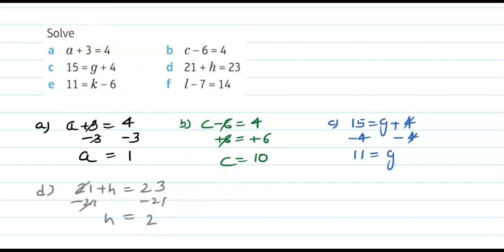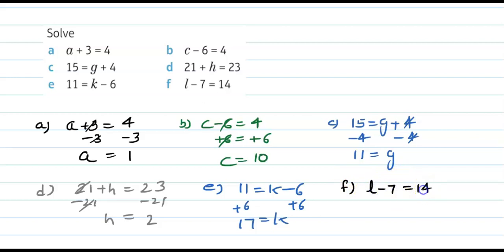Okay. Next question is e. e is 11 equal to k minus 6. So you can get rid of minus 6 by adding 6 both sides. Okay, and 11 plus 6 is 17. And the last one is f. So f is l minus 7 equal to 14. So you do plus 7 both sides. So we got l and it will be 21.